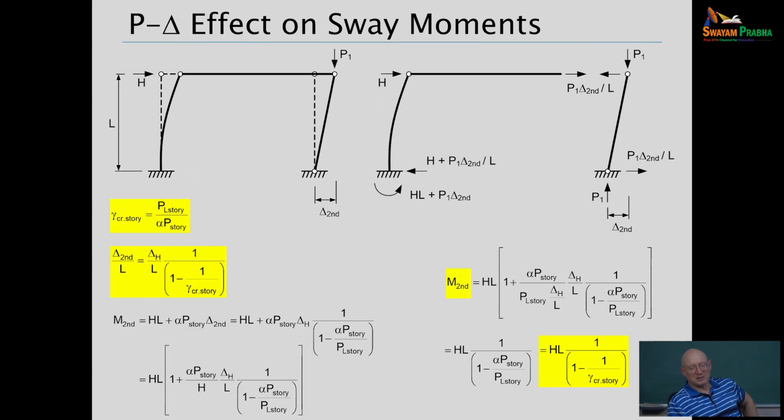Then the second order, we already included in the calculation, right? Okay, so let's look at what we got here. We're focusing on P small delta, as we did yesterday. There is no P small delta in this frame. But when you say second order moment, HL plus P delta is what we already considered in the calculation. You're right.